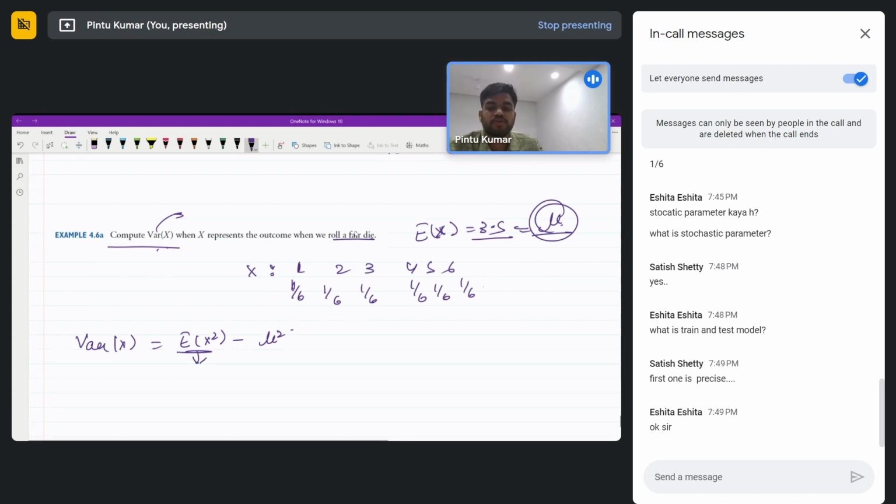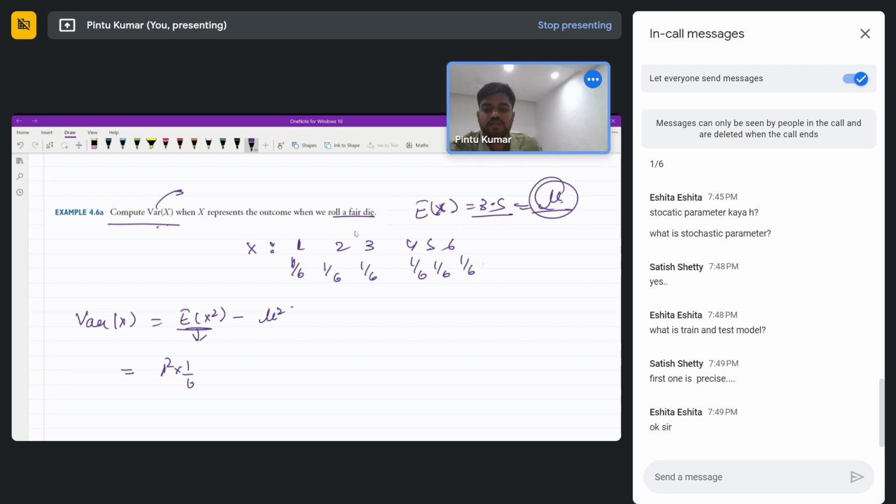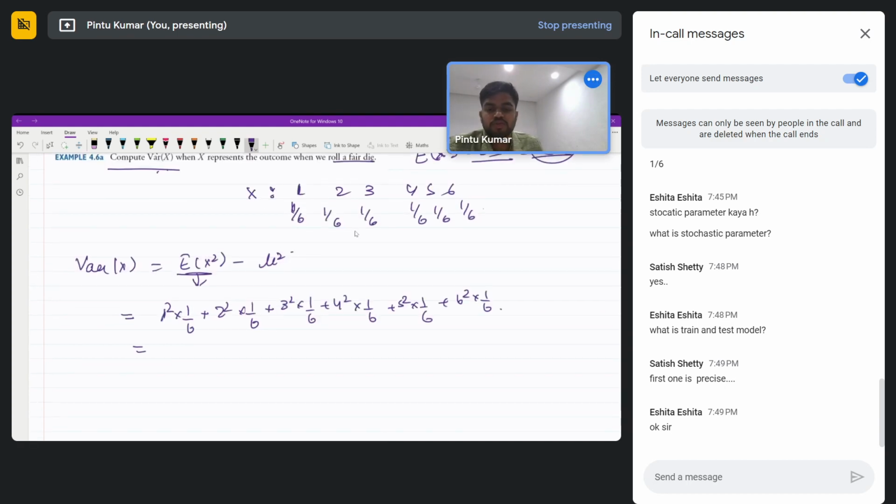We want to calculate expectation of x square. Okay. So this is nothing but 1 square into 1 by 6 plus 2 square into 1 by 6 plus 3 square into 1 by 6 plus 4 square into 1 by 6 plus 5 square into 1 by 6 plus 6 square into 1 by 6. Okay, so you can just evaluate this. I have forgotten that formula. So this should be 1 plus 4 plus 9 plus 16 plus 25 plus 36 by 6. Okay. So this is 5, 14, 30, 55, 91 by 6. There can be a calculation mistake here. So what is variance of x? Variance of x is nothing but 91 by 6 minus 3.5 squared. So you can evaluate this.